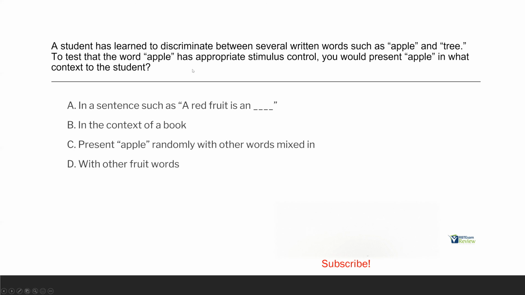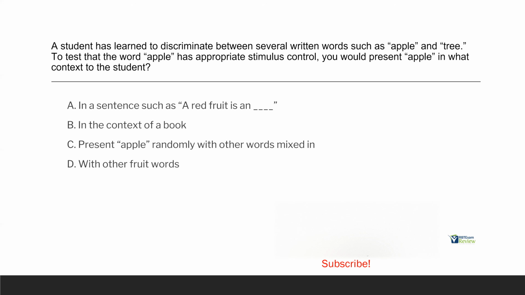A student has learned to discriminate between several written words, such as apple and tree. To test that the word apple has appropriate stimulus control, you would present apple in what context to the student? In order to answer this question, it's very important that we identify what is appropriate stimulus control. And when we say stimulus control, we mean a behavior is occurring in the presence of that stimulus. Okay. So the rate change or the frequency changes, we want appropriate stimulus control for behavior.